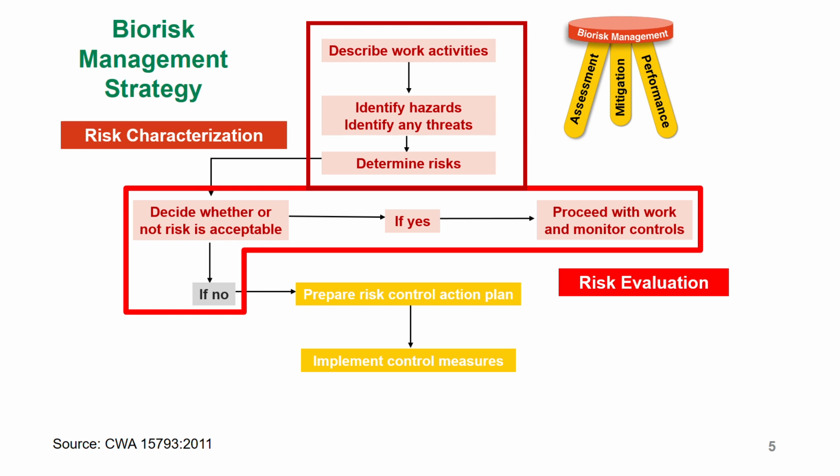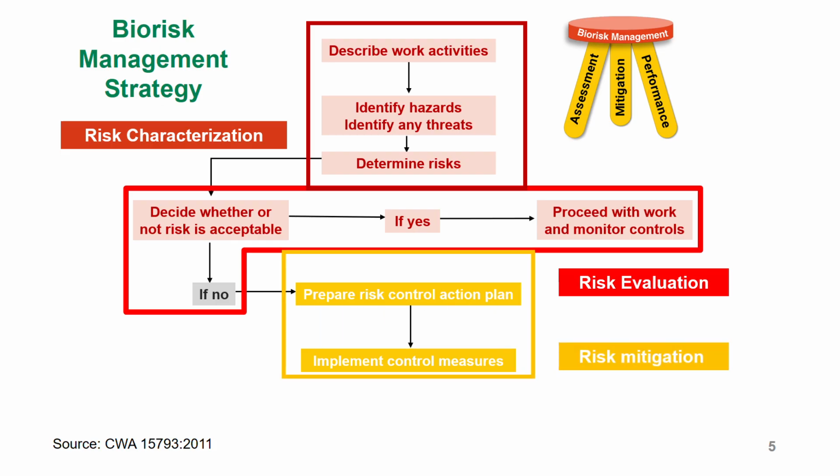But then you need to implement now, you need to buy this class 3 biosafety cabinet, you need to renovate your lab. So now this is what we are calling your implementation phase. So you implement by actually making the plan work. So after you implement, you need to now look at other factors, but the steps where you are preparing your risk control action plan and also you are implementing control measures, that's the second arm or the second leg of the risk management strategy, which is your mitigation.